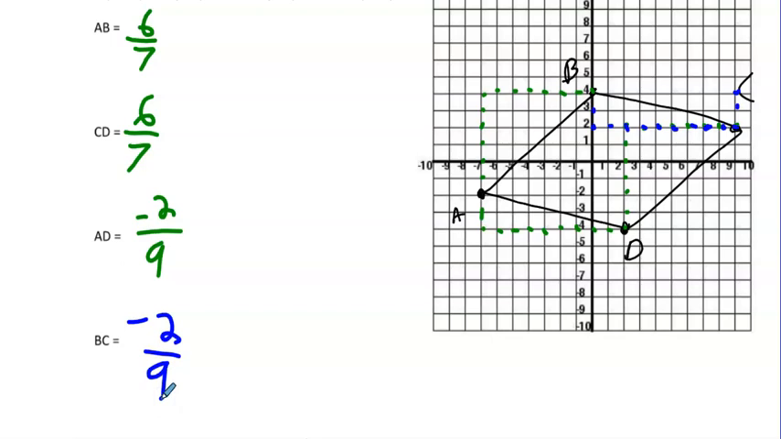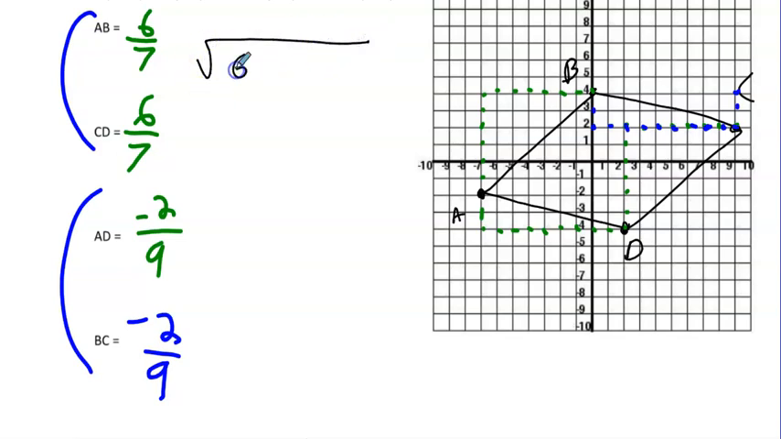Do I have opposite parallel sides? Yes, I do. These two have the same slope. Those two have the same slope. So when I do my distance, I don't have to do it 4 times. AB and CD are going to be the same, so I can just do it once. 6 squared plus 7 squared, so that's 36 plus 49, and that's the square root of 85.